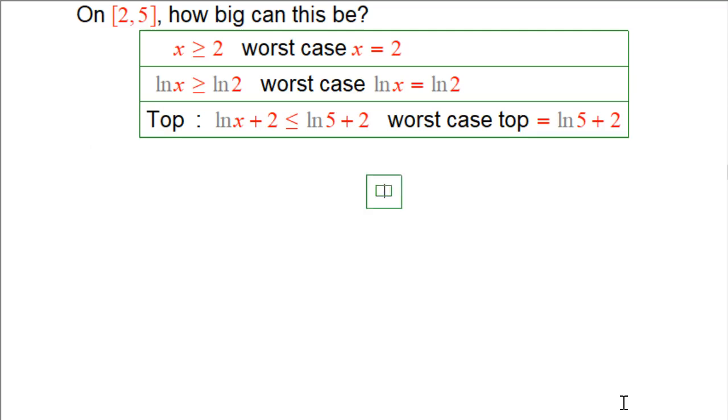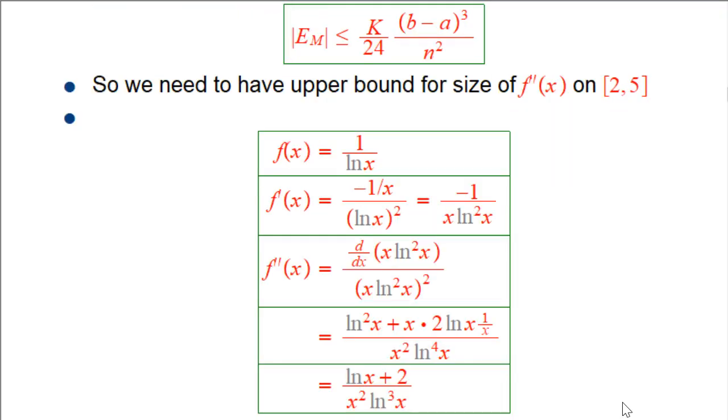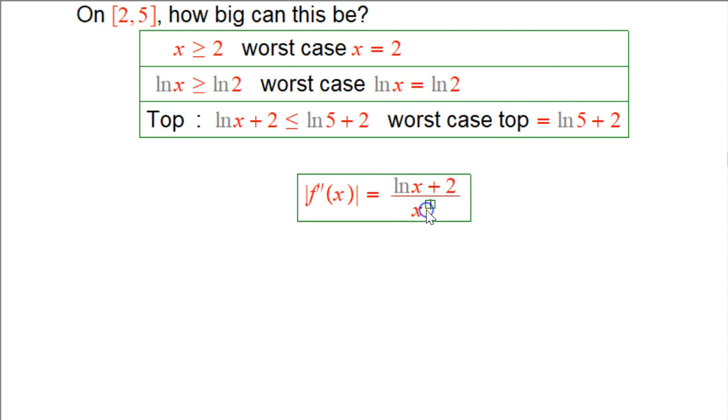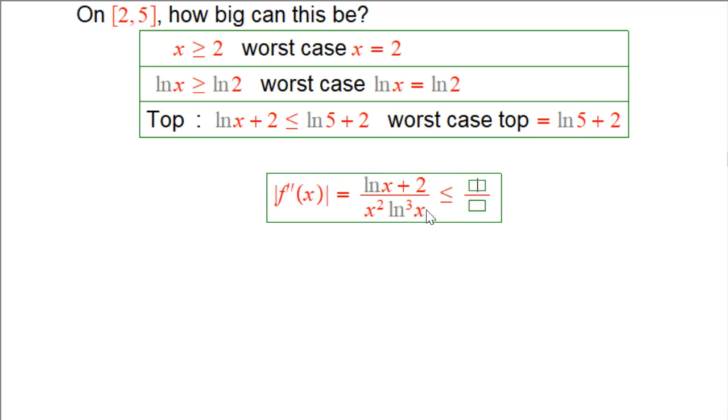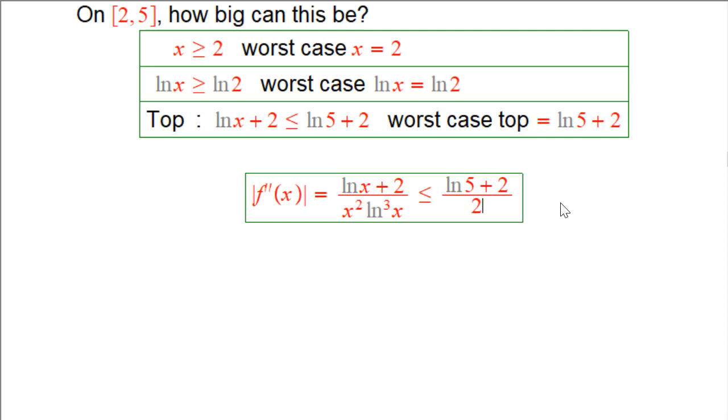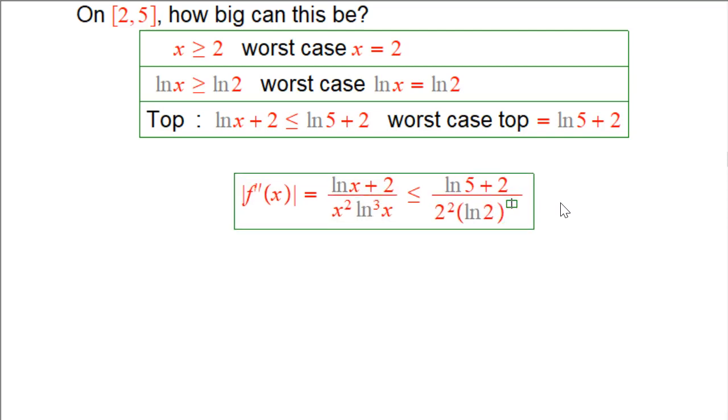So the punchline is that the size of f double prime, and notice f double prime is always positive. Let's get the powers right. It was x squared and ln cubed. The worst case is I put in the worst case for the top, that's ln 5 plus 2. I put in the worst case for the bottom, that's 2 squared, and the cube of ln 2. And then I just need to calculate that.